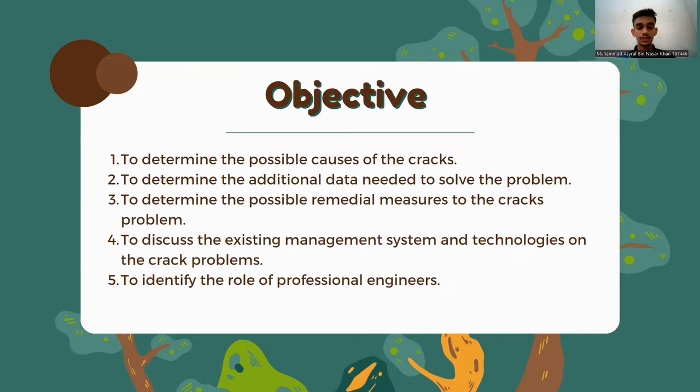So there are some objectives that we need to identify, which are to determine the possible causes of the crack, to determine the additional data needed to solve the problem, to determine the possible remedial measures for the crack problem, to discuss the existing management system and technologies on the crack problem, and to identify the role of professional engineers.